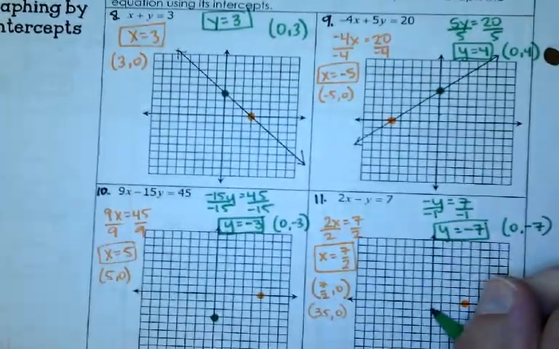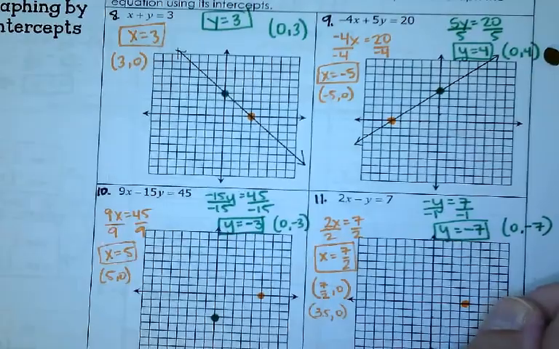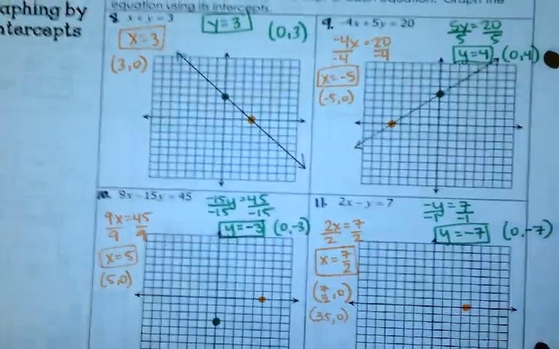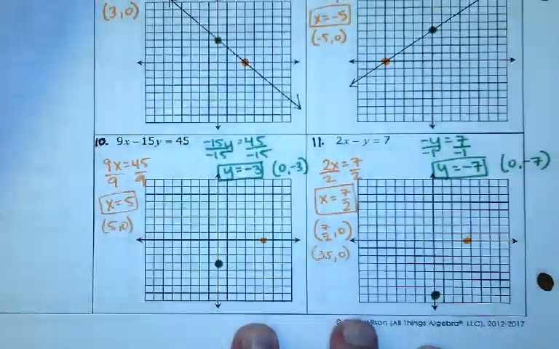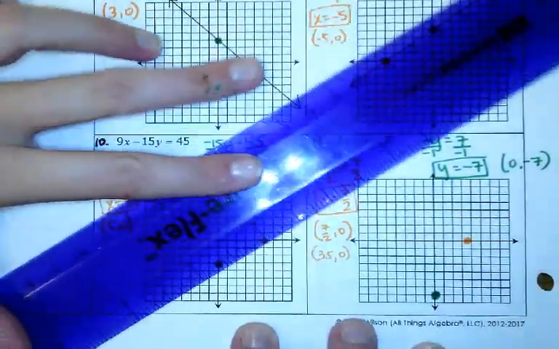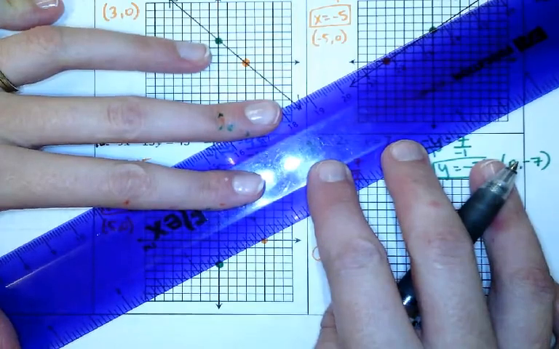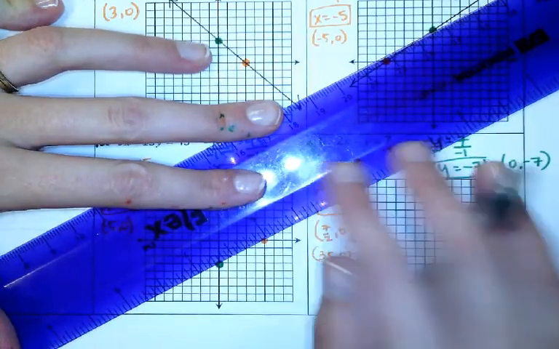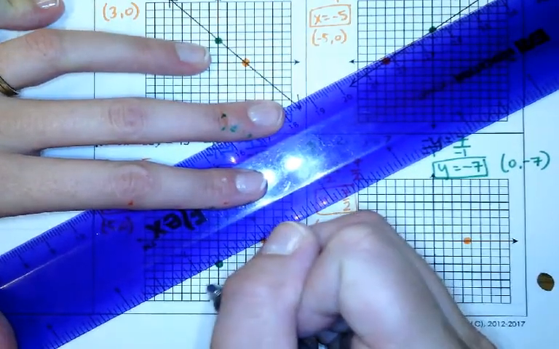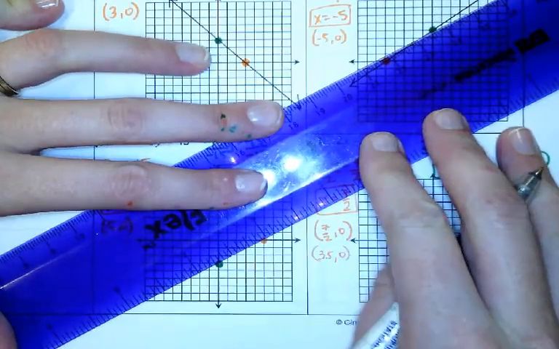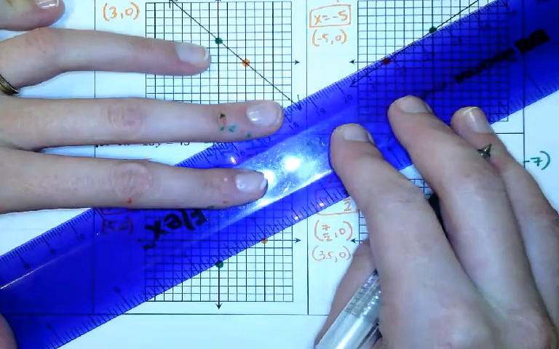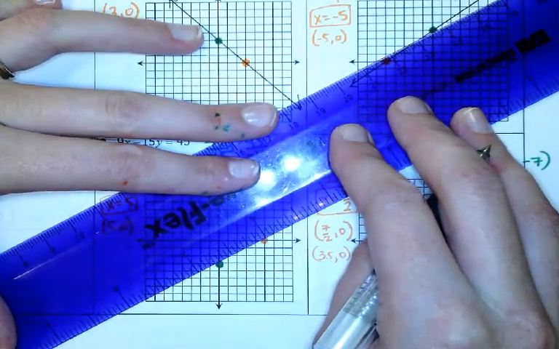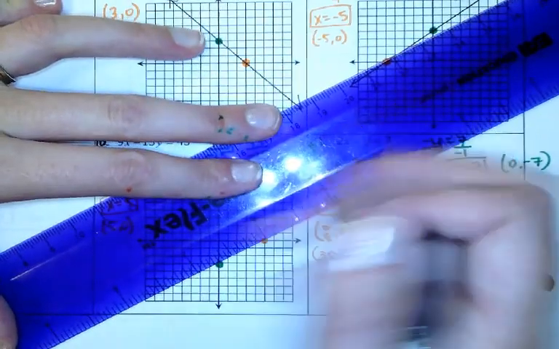All right, so this is what these two lines should have looked like for numbers 10 and 11. Do I have any questions about graphing my X and my Y intercepts? Do y'all feel pretty good about this? Pretty good? What is it, 3, 5? Does that look pretty good, y'all?